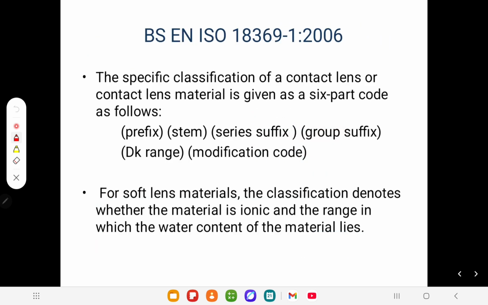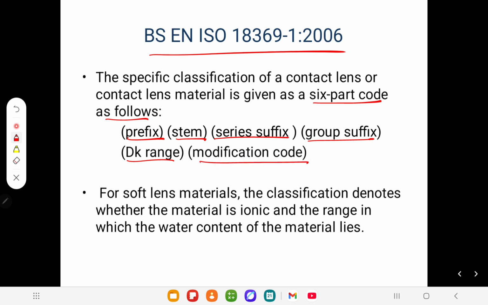So now let's come to the nomenclature. How are contact lenses named, basically? The specific classification of contact lens materials is given in six parts. We never remember all six parts, but yes, it's very important. What are those six parts? Prefix, stem, series suffix, group suffix, Dk range, modification code. These are six: one, two, three, four, five, and six.